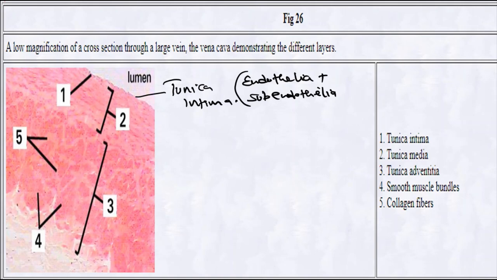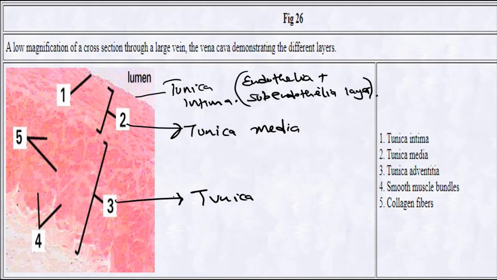Okay. And then you've got this part here, number two, which is the tunica media. The tunica media is thin compared to this part, number three here, which is the tunica adventitia. So the tunica adventitia in a vein, in a vena cava, is very thick. Now the tunica adventitia is made up of these bundles of muscle, as you can see.